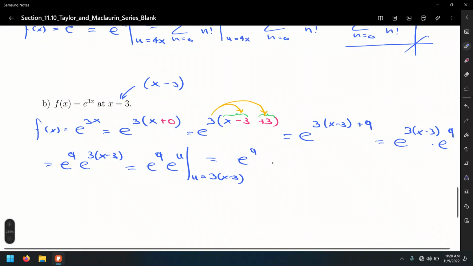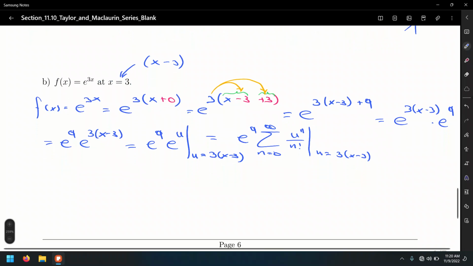That means e to the 9th, sigma n equals 0 to infinity, u to the n over n factorial, because again we're using the general representation for the power series for an exponential function. But just make sure to denote that u equals 3 times (x minus 3). Just back substitute for u. This is e to the 9th power, sigma n equals 0 to infinity, 3 times (x minus 3) to the n power over n factorial.